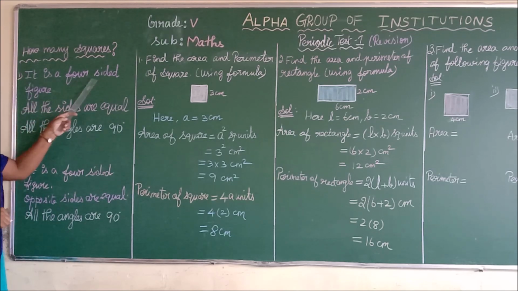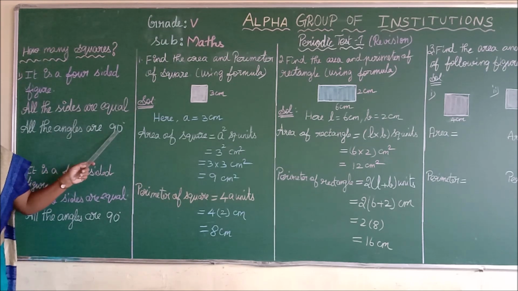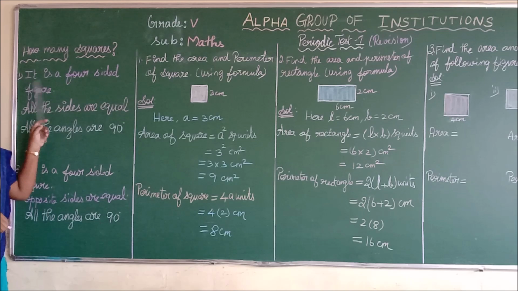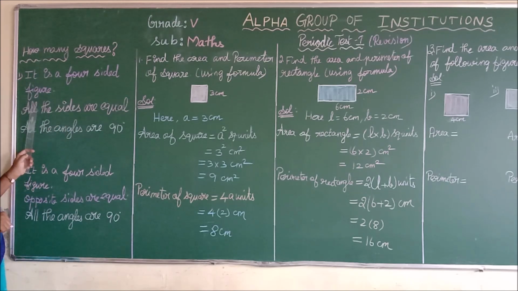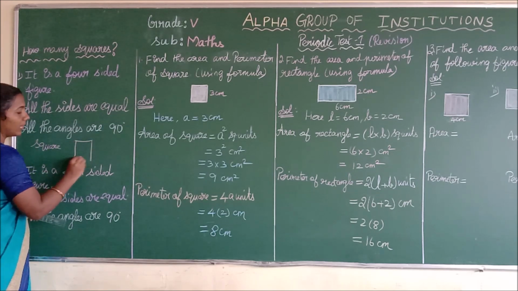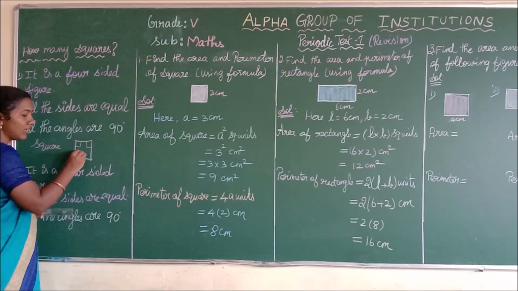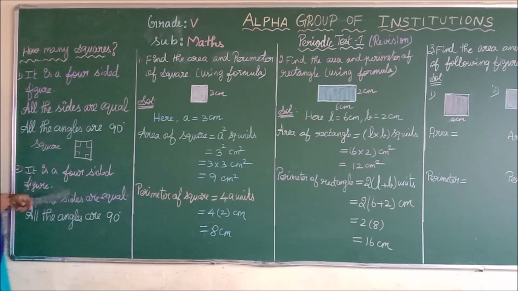It is a 4-sided figure. All the sides are equal and all the angles are 90 degrees. So what is the figure? All the sides are equal, all the angles are 90 degrees, and it is a 4-sided figure. So what is the shape? Yes, it is a square. So in a square we have 1, 2, 3, 4 sides, and all the sides are equal and all the angles are 90 degrees. Okay. See the next clue.